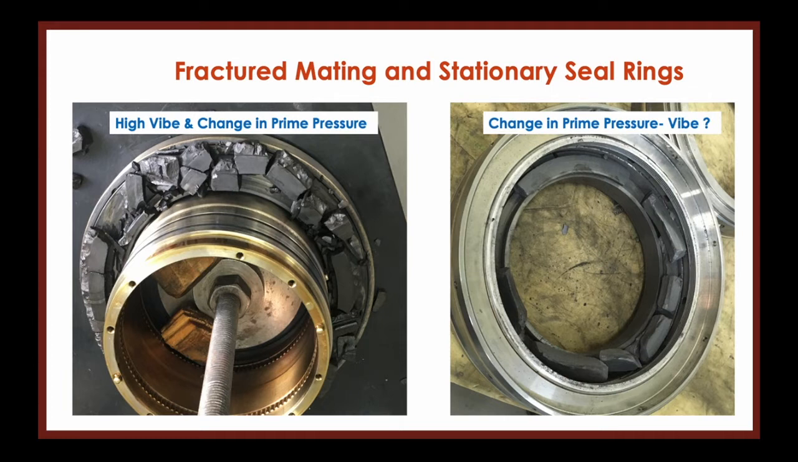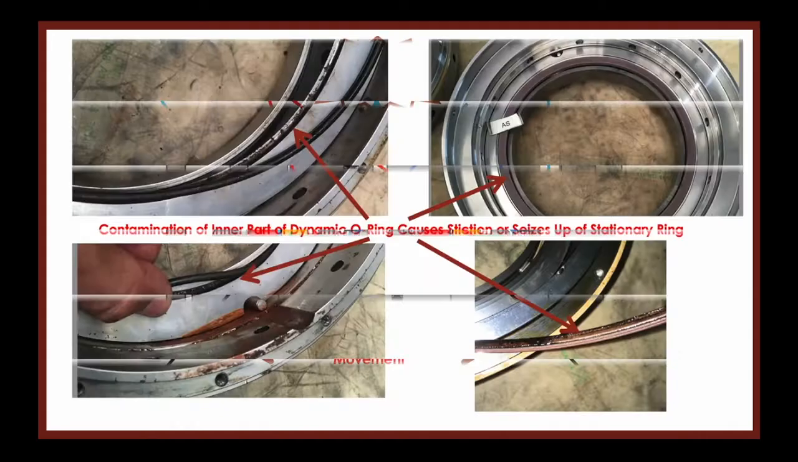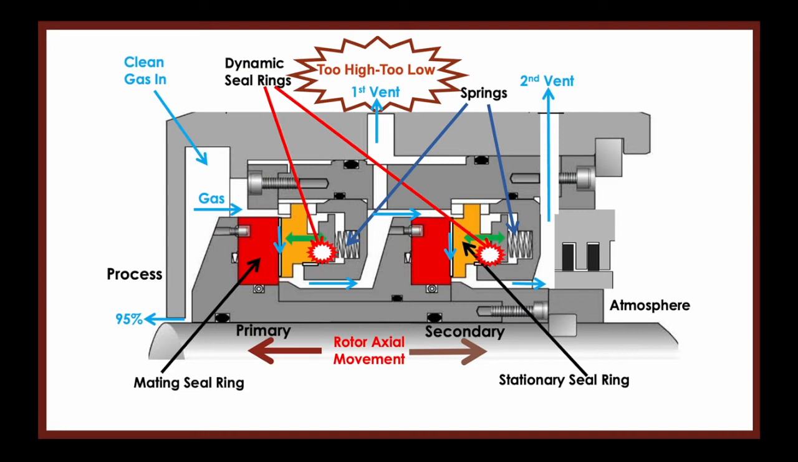But if a stationary ring fails, you'll see pressure changes for sure, but you may or may not see vibration changes. Now, if a stationary ring is stuck in an open position, which is often the case, then you will have a massive gas leak or a high or low vent pressure, depending on which seal is jammed. So the majority, if not all, of the dry gas seal issues revolve around the dynamic seal ring.